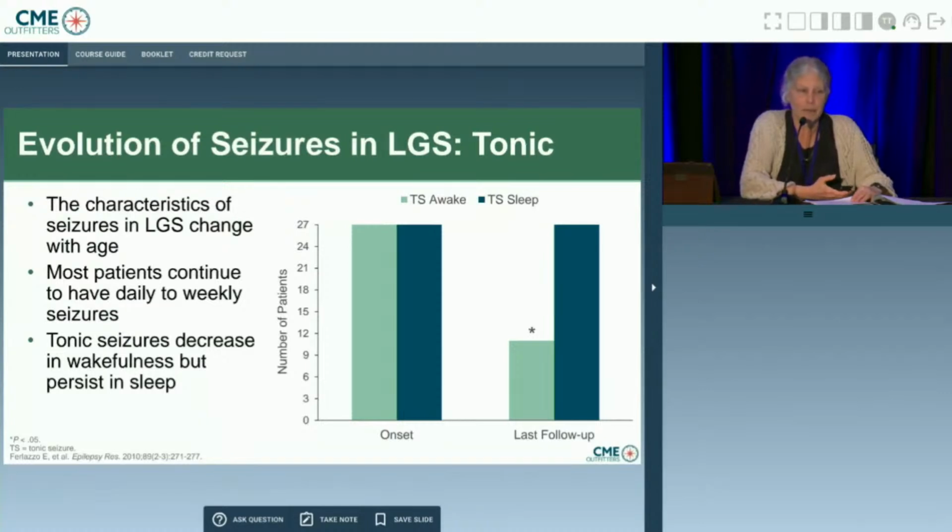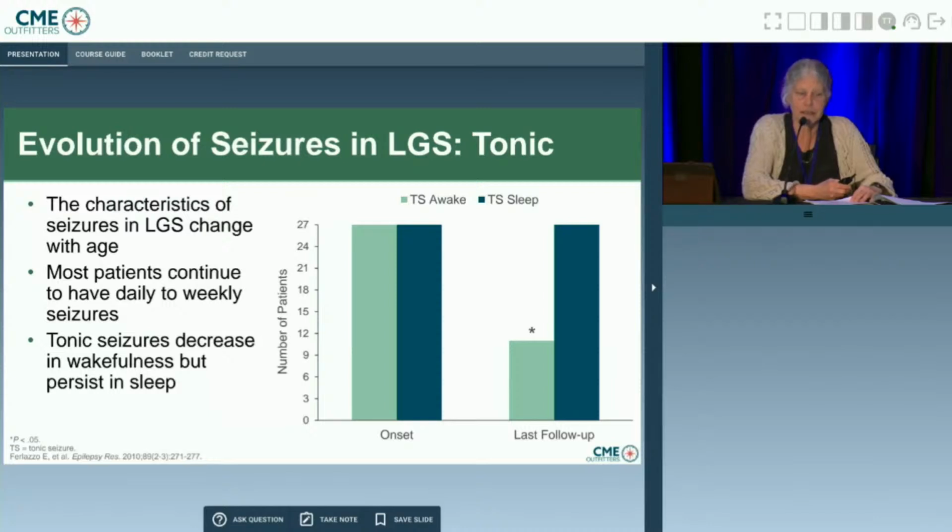So let's talk a little bit about evolution of seizures. And just as it takes time to evolve into Lennox-Gastaut, we do see evolution in Lennox-Gastaut as that child goes from their preschool years to the older school years into adulthood. And what we see is change in tonic seizures.